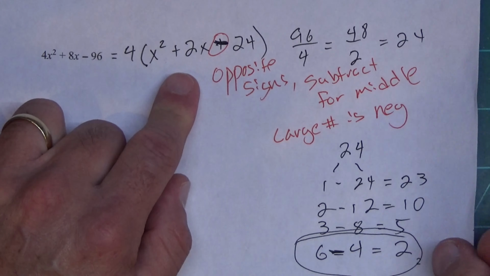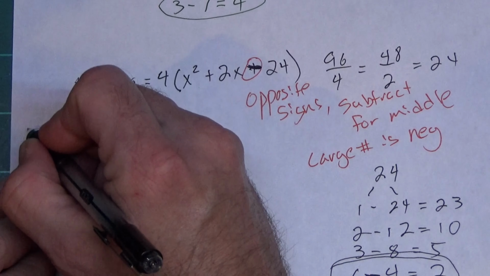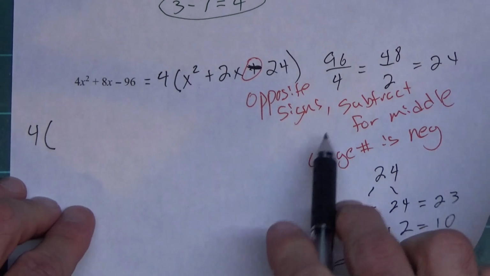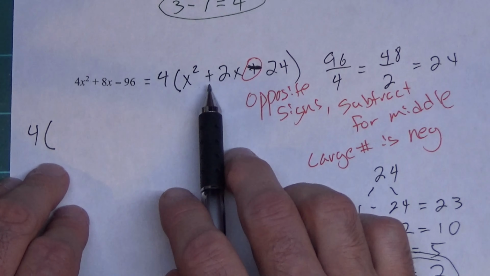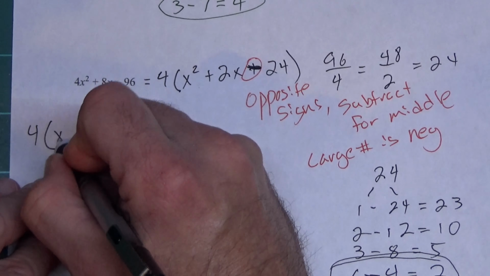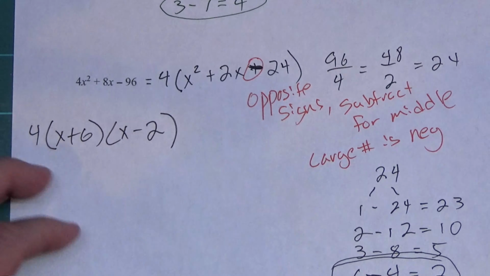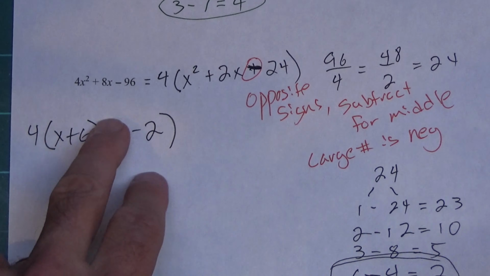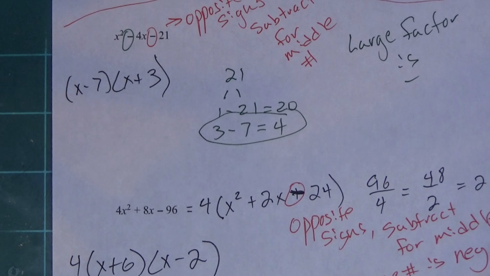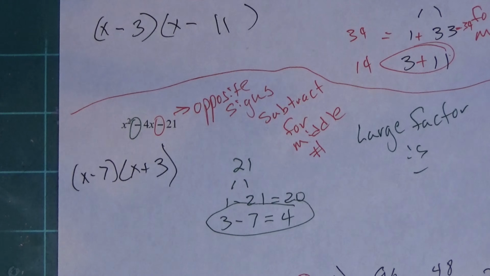Okay? And when I go to factor, remember, the big number is positive because the first sign is positive. So it'll be x plus 6, and then x minus 2. Okay? I hope this is helpful. A rundown on how to factor quadratics.